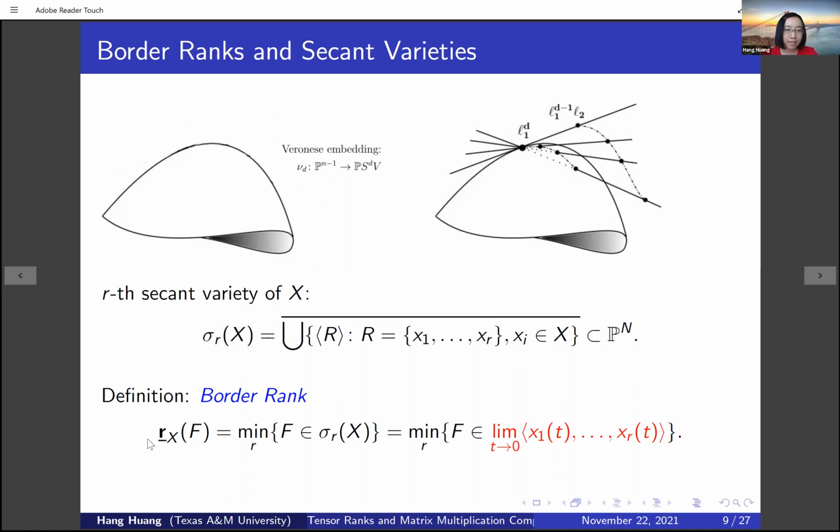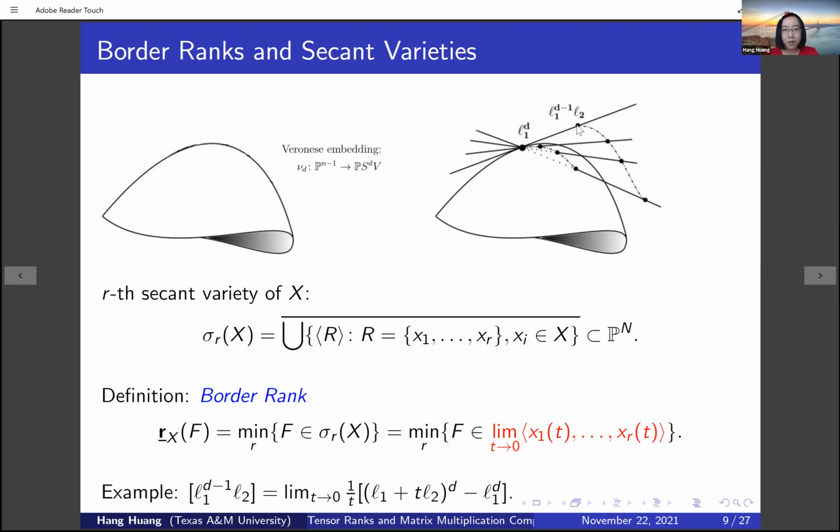So this gives us another definition, which is called border rank. The border rank of a point is the smallest r such that your point sits in the rth secant variety, or in other words, the smallest r such that your point sits in the limit of the span of r distinct points. For example, if you look at this point in the projective space, this point in fact has rank D, but it has border rank 2, because you can write your point as the limit of the sum of 2 rank 1 points.